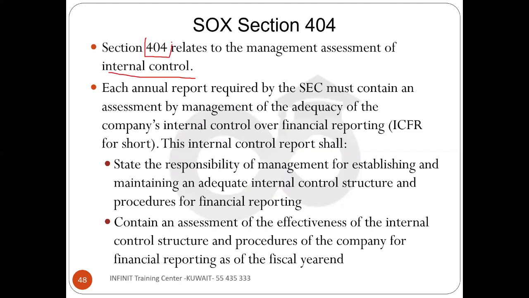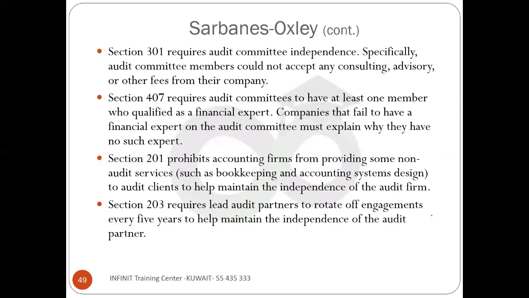As per this section, it is the responsibility of the management for establishing and maintaining adequate internal control in the organization. And also, they have to contain an assessment of the effectiveness of internal control. How good the internal control is, they have to examine and do their own report. They have to do their own assessment as per SOX Section 404 of the Act.